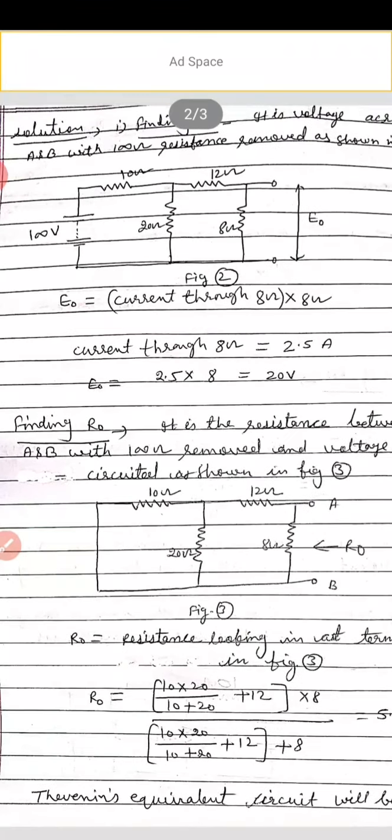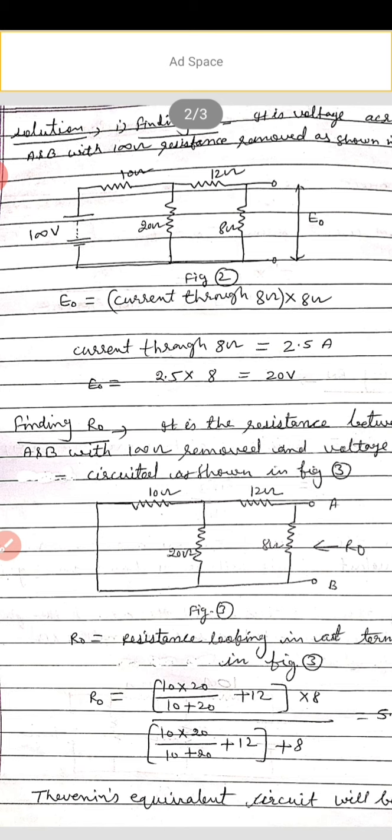Now E naught is equal to the current through 8 ohm times 8 ohm. The current through 8 ohm is equal to 2.5 ampere. So E naught will be equal to 2.5 into 8, and this will be equal to 20 volt. So E naught is equal to 20 volt.